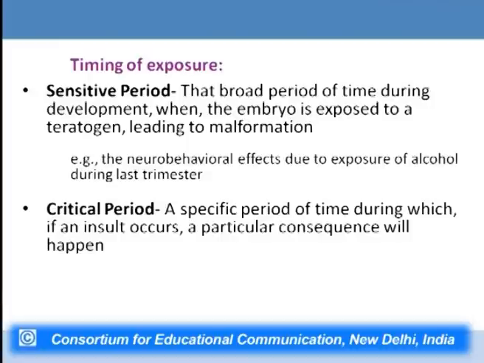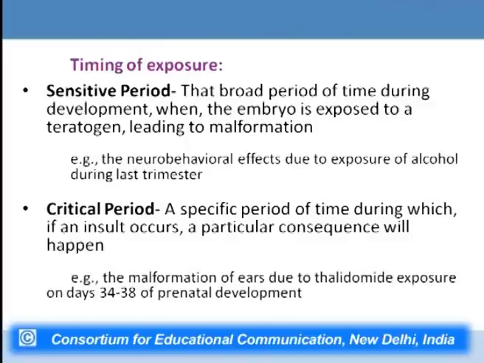if the embryo is exposed to a teratogen, it will lead to a particular consequence. For example, malformation of ears due to exposure to thalidomide, which can occur if the embryo is exposed to thalidomide from days 34 to 38 of prenatal development. Before that and after that, this particular effect does not occur. So there are sensitive periods and critical periods.